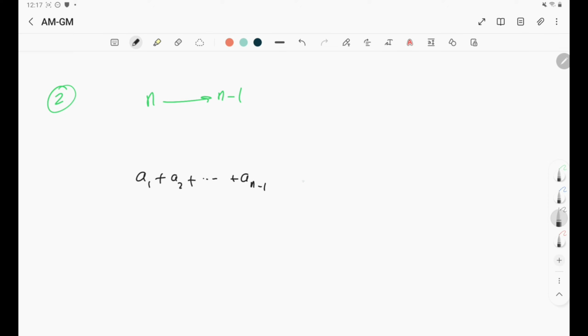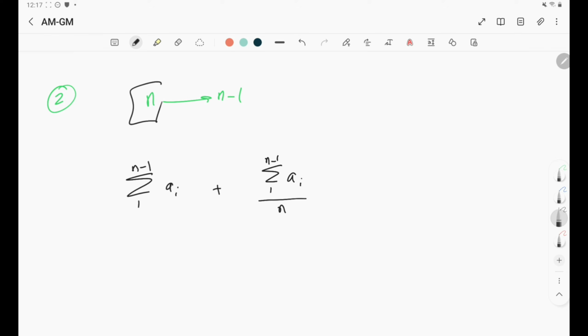Okay, these are the n minus 1 numbers, but what is the nth number? It's actually the average. So here the nth number is just the average. So guess what? Let's just write it using the sum notation, from 1 to n minus 1. These are our first n minus 1 numbers, and this is our nth number. Remember, it's correct for any n number, so we'll be applying that.